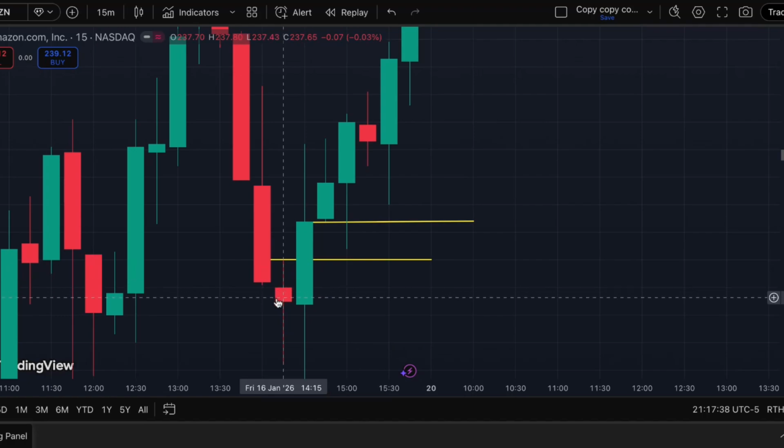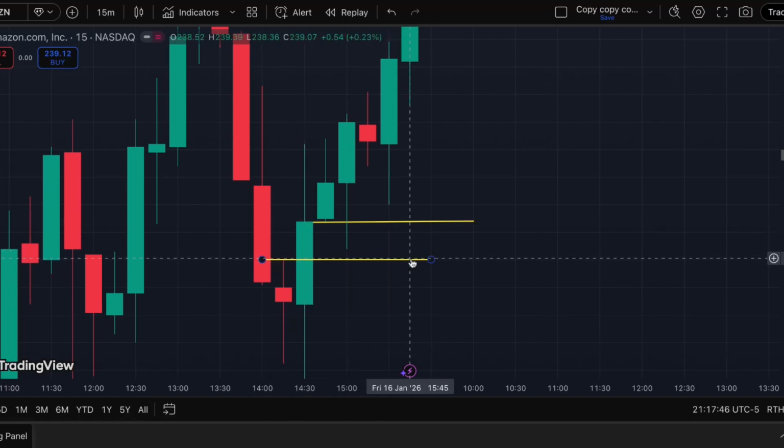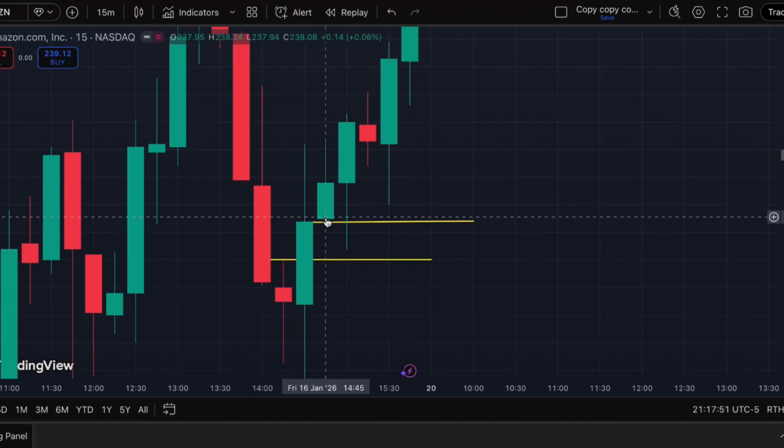But as the markets were open, as soon as you saw this candle close, what you would have done is put your line right there on this wick, and then you'd have been like, okay, let's see what this candle does.